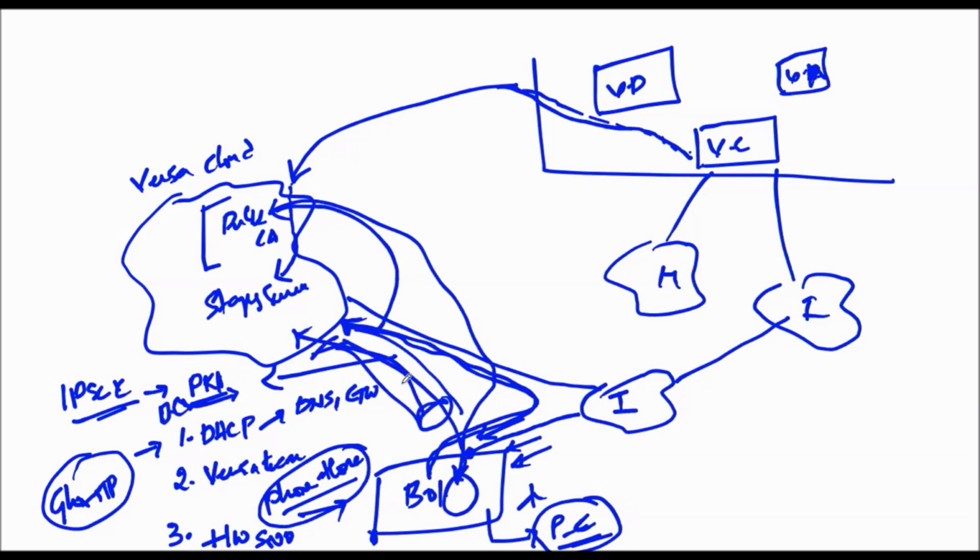After establishing the IPsec tunnel, what is the staging server going to reveal? The staging server will reveal the production controller details. After receiving the production controller details, the branch is going to reboot and come up with this configuration.